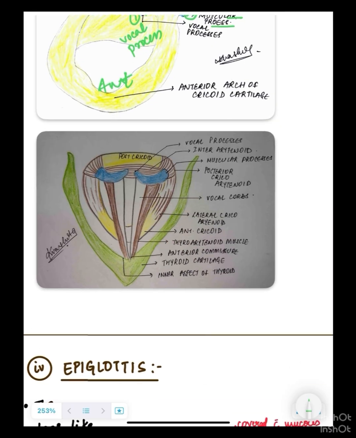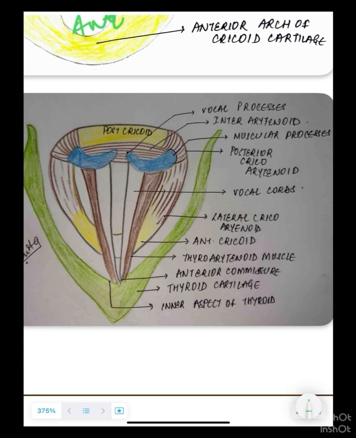Okay, now as we said, what are the muscles that are getting attached? This is just a brief outline to show you what the muscles are. This as you can see is the vocal process and this is the muscular process. This muscle here is the lateral cricoarytenoid muscle. This muscle over here is the posterior cricoarytenoid muscle. This muscle over here is nothing but the interarytenoid muscle. This muscle here is nothing but the thyroarytenoid muscle, and this muscle which I am shading over here is nothing but the vocalis muscle.